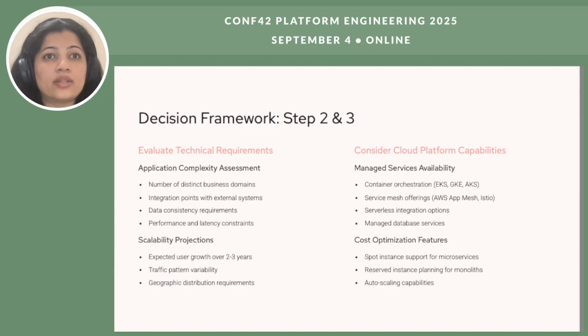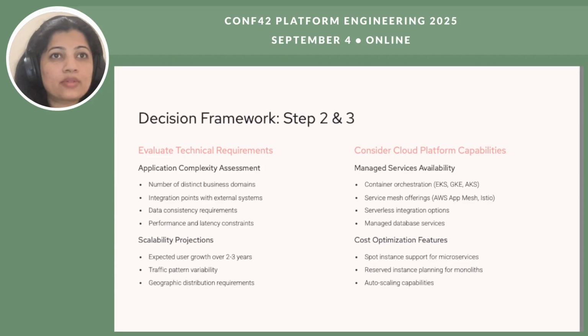And you also need to consider cloud platform capabilities, which is the container orchestration, service meshes, serverless integration, managed database, and cost optimization features. So, a decision between monolith and microservices is not just about software architecture, it's also about the maturity of your cloud platform. If the platform is not ready to support microservices at scale, then the architecture will struggle no matter how well designed it looks on paper.